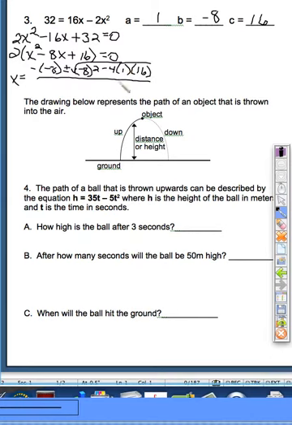All of that over 2 times 1, or 2. So x equals 8 plus or minus the square root of 64 minus 64, all of that over 2. Well, 64 minus 64 is 0. The square root of 0 is 0.